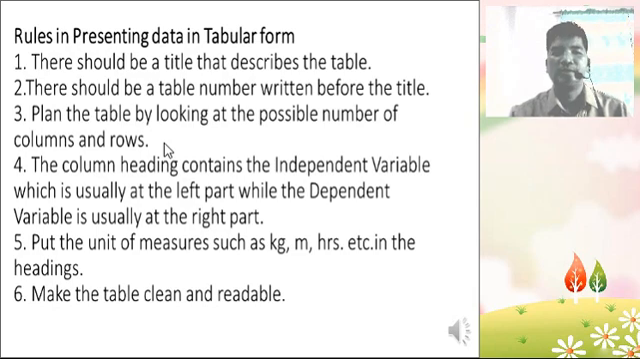the columns and rows. Then number 4, the column heading contains the dependent and independent variable, wherein the independent variable is usually at the left part while the dependent variable is usually at the right part. So you should know where to put the independent and the dependent variable inside the table. Then number 5, put the unit of measure such as kilogram, meter, hours, etc. in the heading. It is important that you use the units of measurement to identify whether it is for mass, for length, for hours, and for other units of measurement.